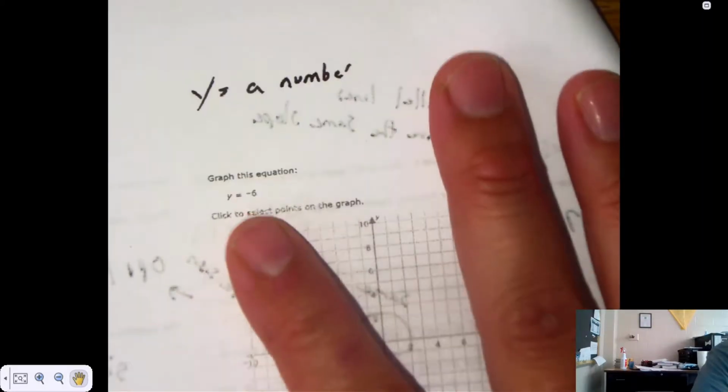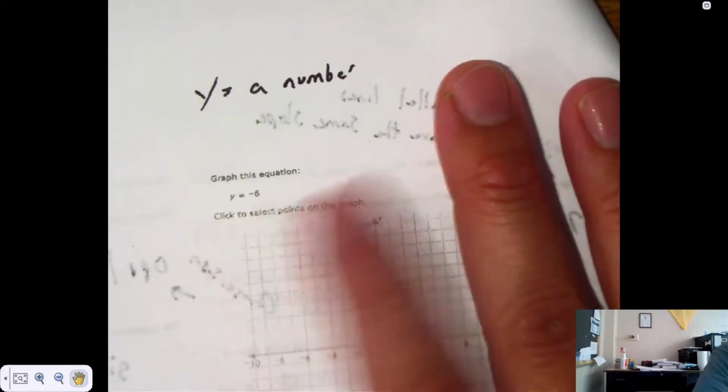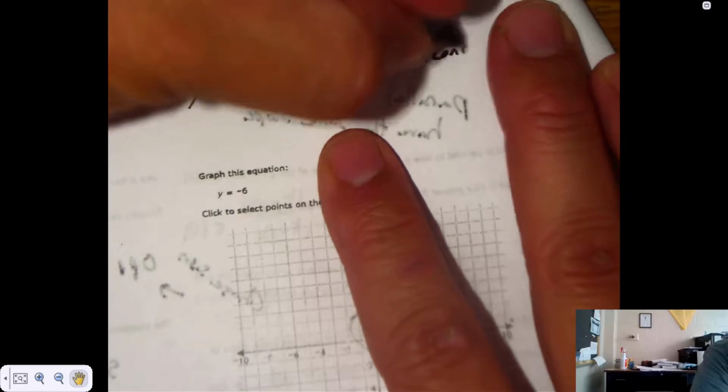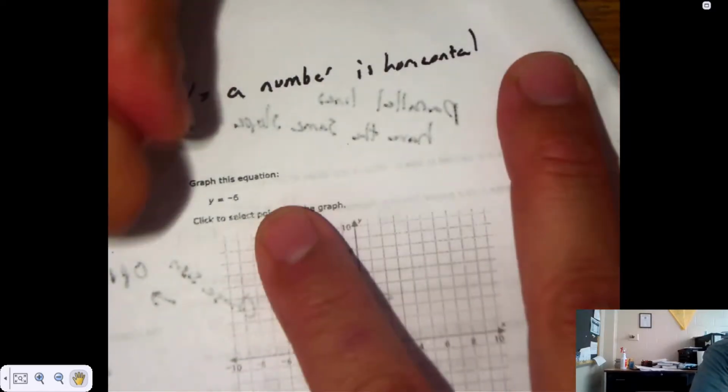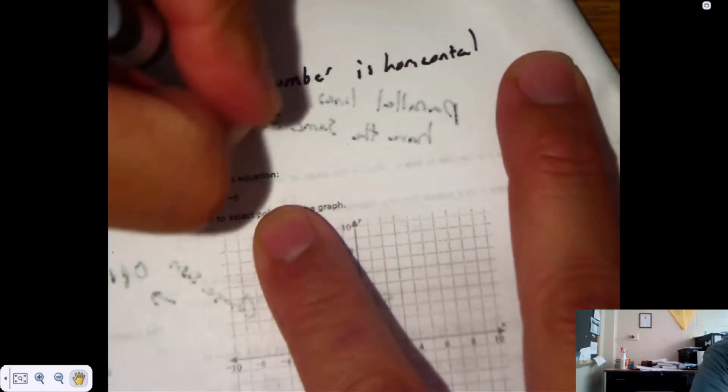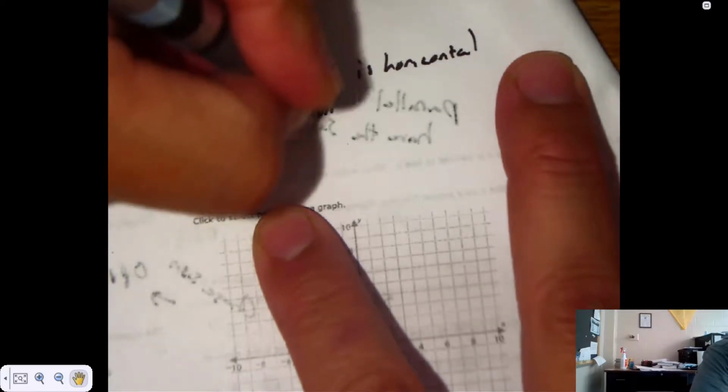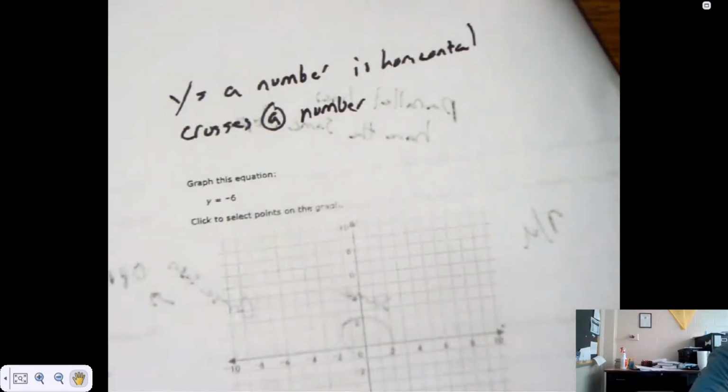Moving on to y equals. Y equals a number. Well, if x equals a number is vertical, y equals a number must be what? It's horizontal. It crosses at the number. So what number do I get to cross the y-axis at? -6.